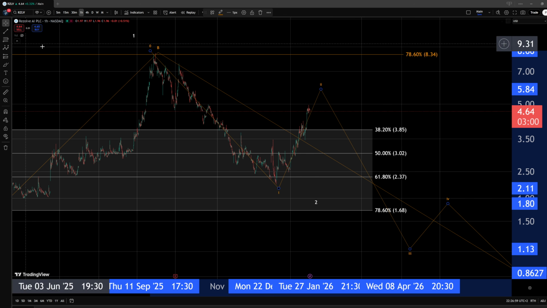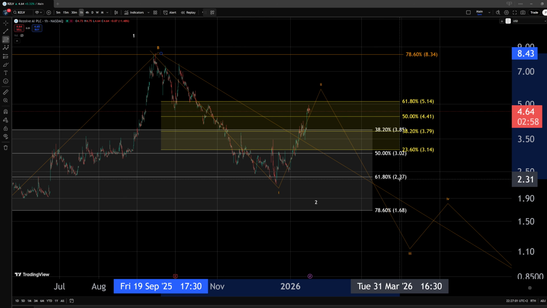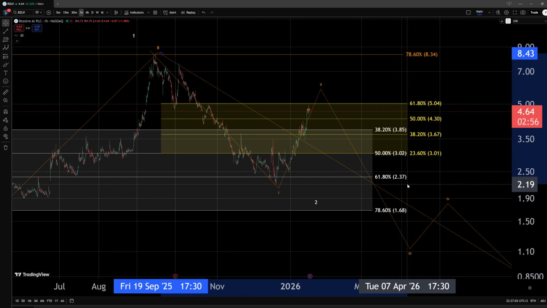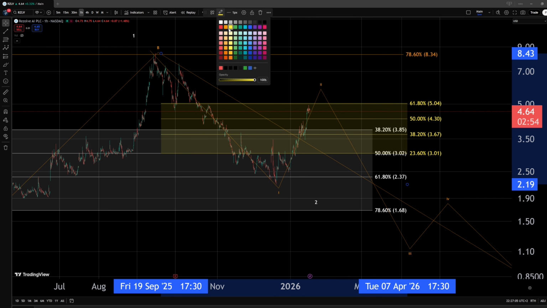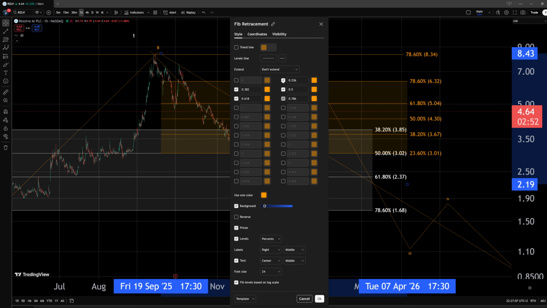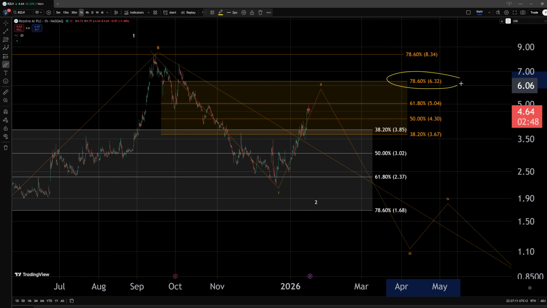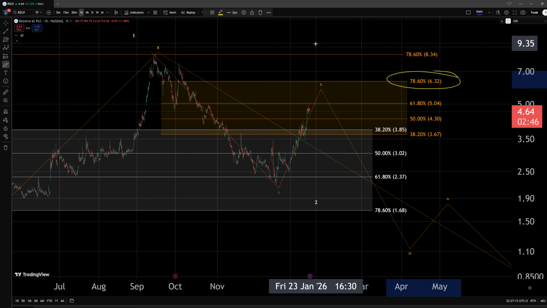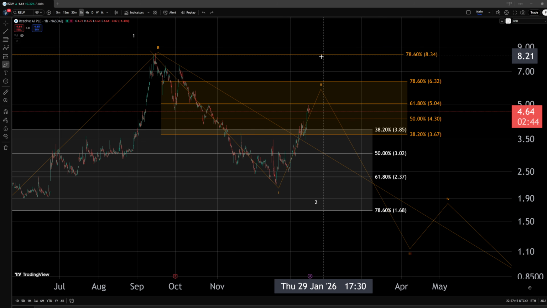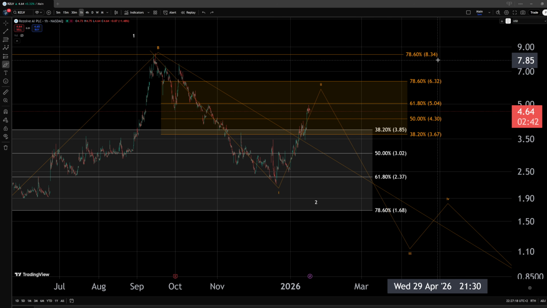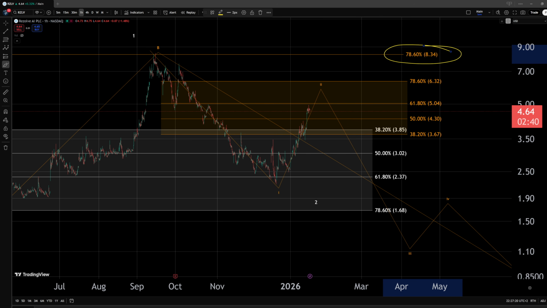We are going to track, and here we have the levels for such a pattern between the 38.2% retracement at the $3.7 level, all the way up to the 78.6% retracement at the $6.3 level. Now, if we manage to break through the 78.6% retracement with a sustained break, it would be a decent signal that we might manage to get through also the next level of resistance.